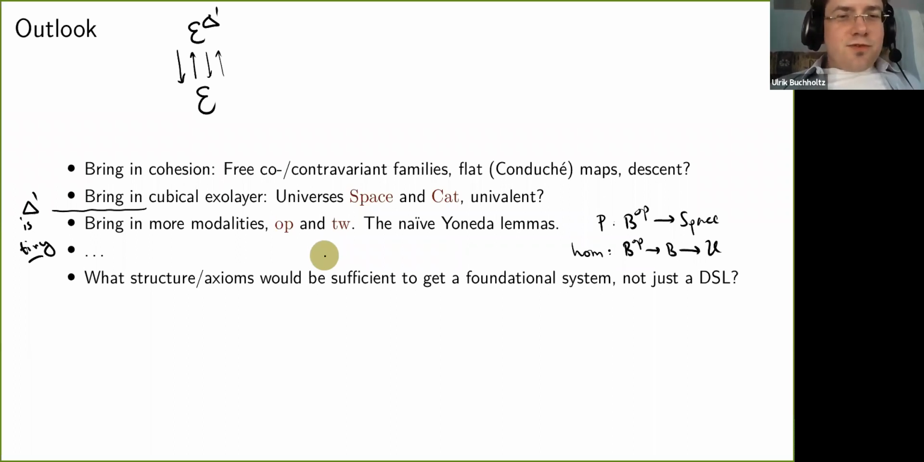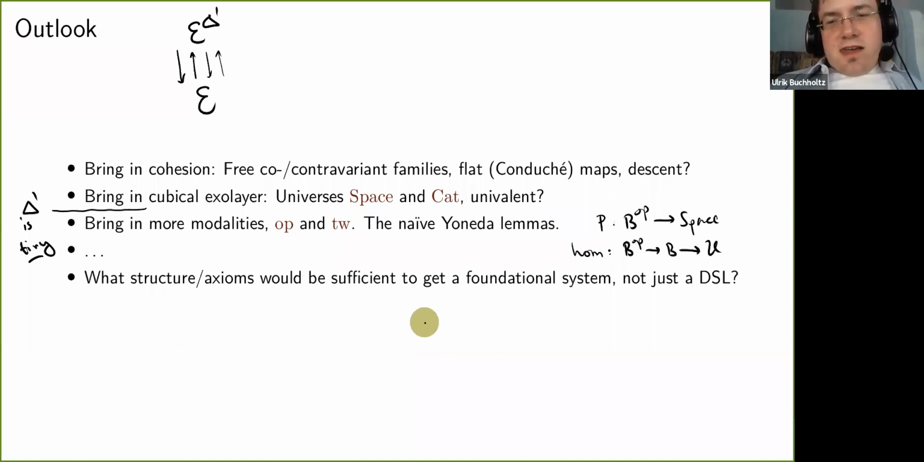Could you conceive of using something like this as a foundational system if we add enough structure and axioms? Ideally, you would want to be able to bootstrap, so you can say that the simplicial objects, the synthetic objects, really can be built up by somehow more hands-on operations from homotopy types and diagrams. So the question comes back to biting its tail.